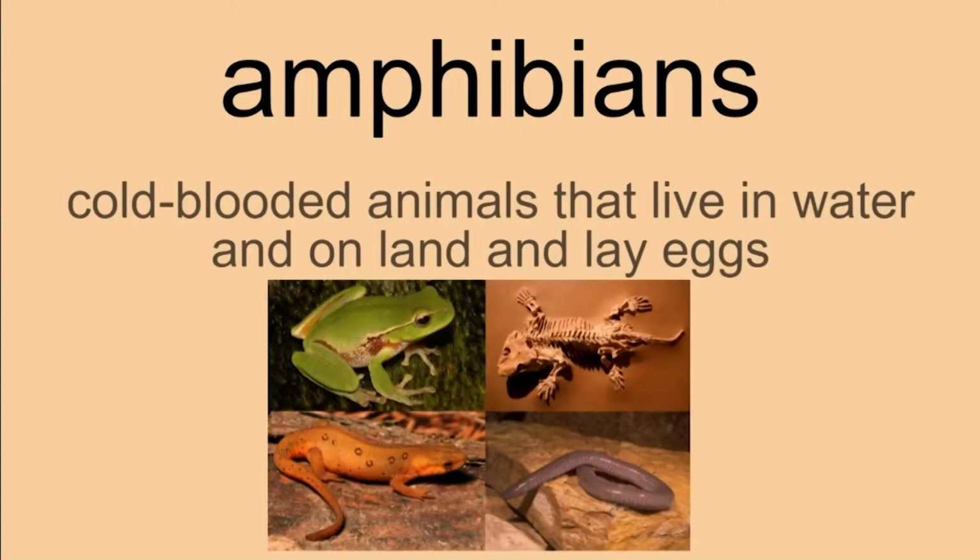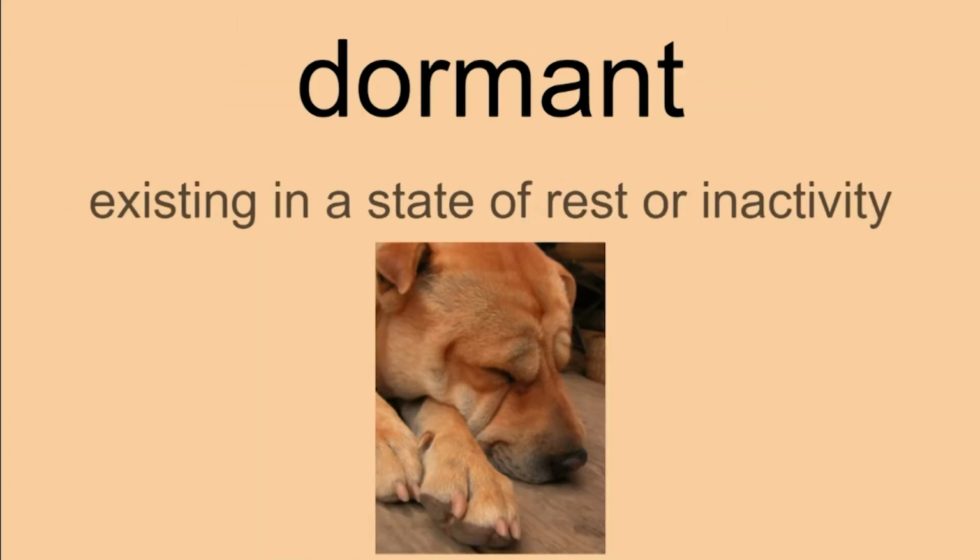Our first word is amphibians. Amphibians are a group of animals that are cold-blooded, live in water and on land, and lay eggs, most of which have moist skin. A sentence to remember this vocabulary word is amphibians live in water and on land. They are unique. Our next word is dormant, existing in a state of rest or inactivity.